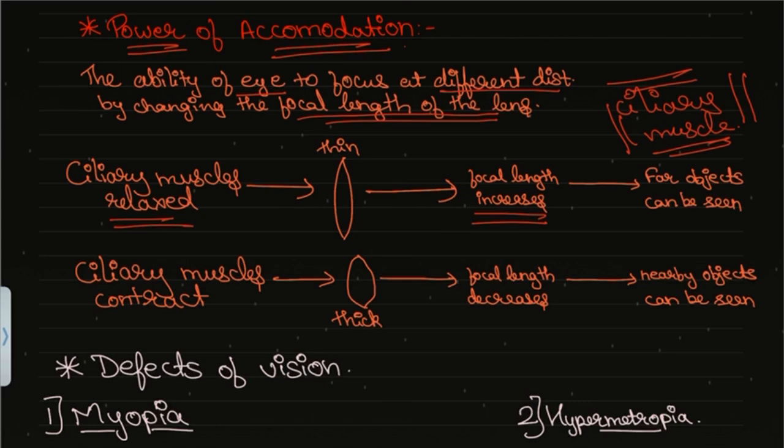Now, I want to see an apple which I have held in my hand. What will the ciliary muscles do is ciliary muscles will contract. Now, this is the lens. Here are the ciliary muscles. If these contract, they will put a pressure on the lens. So now the lens will become thick. So on thickening the lens, the focal length will decrease. Now the focal length is decreased so that we can see the nearby objects.